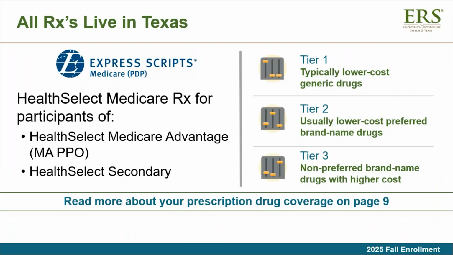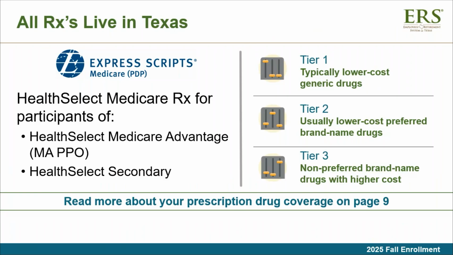But just while you're here, what we can go over is just some of the basic information. Depending on your level of prescription, that is going to depend on the copay that you have associated with it. There are currently 3 different tiers. Tier 1 is the typically lower cost generic drugs. Tier 2 is usually your low cost preferred brand name drugs. And then tier 3 is the non-preferred brand name drugs with the higher cost. So of course, if you stay on tier 1, your copay is going to be lower.